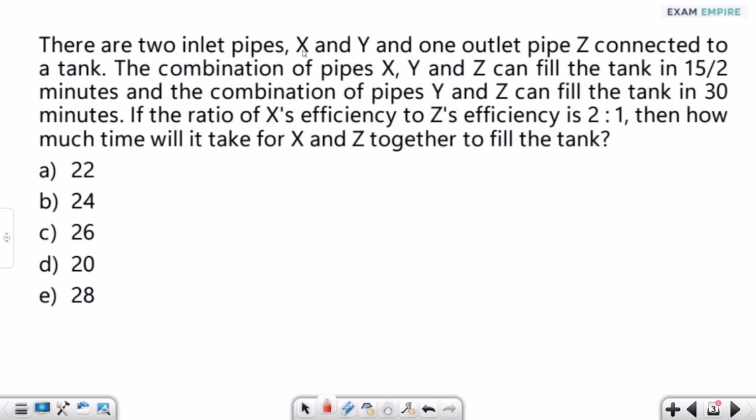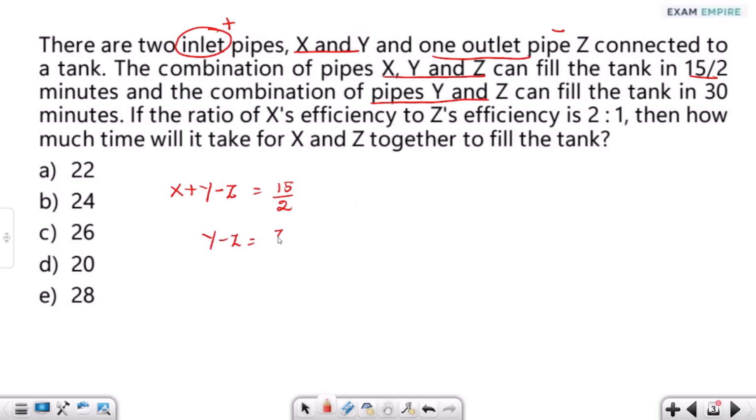So there are two inlet pipes X and Y and one outlet pipe Z. So what we'll be doing, inlet pipe in the sense we'll be taking it as plus and outlet in the sense minus. So connected to the tank, the combination of pipes X, Y and Z can fill the tank in 15 by 2 minutes. So X plus Y, that is inlet, and Z is outlet, so minus. So in how many minutes? 15 by 2.